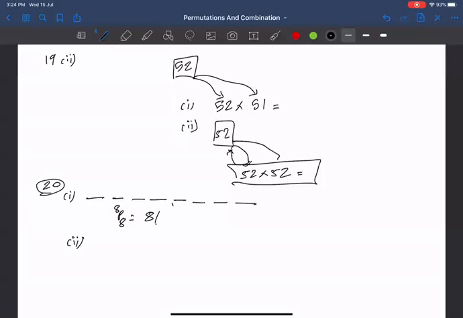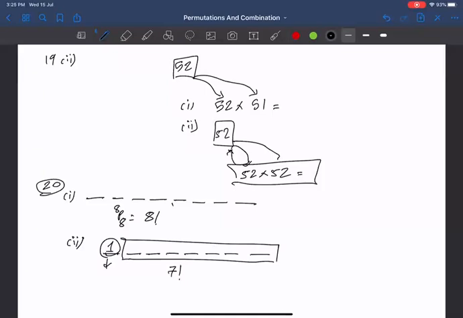Let's see the second subpart. Sum number 20, second subpart. How many arrangements are possible if the youngest child sits on the left hand end of the bench? Here it says youngest. What is the definition of youngest? If they say youngest, it means only one child is the youngest. So fix him here. This is fixed. Now there are 7 people. The 7 people can be rearranged in 7 factorial ways.